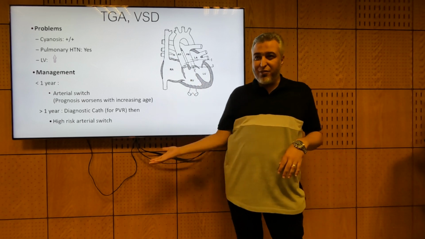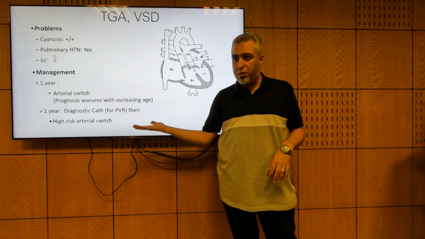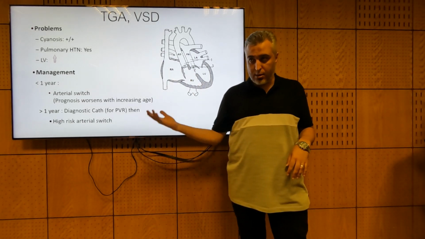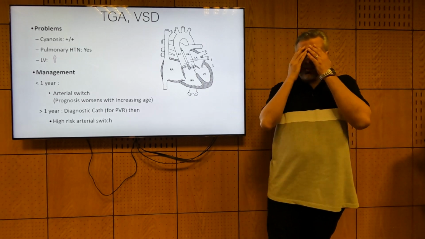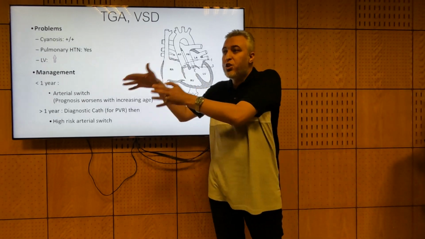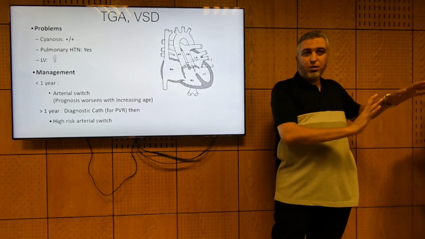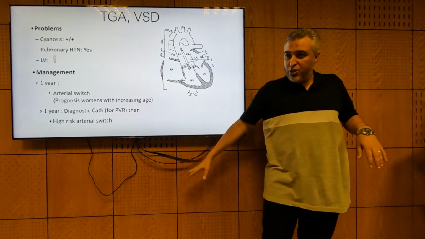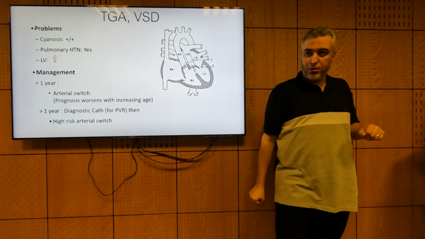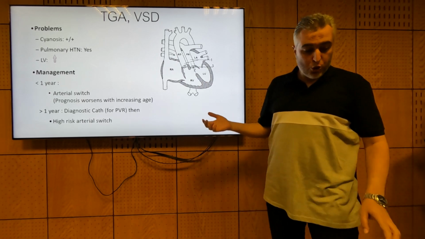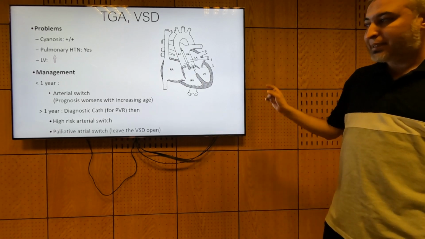What do you expect the survival of a patient who is living with a saturation of 40? A whole lot less. So the aim here is to transform a patient who is TGA Eisenmenger to become an Eisenmenger and not TGA. So you treat the TGA and leave the VSD open. So we do a palliative atrial switch.